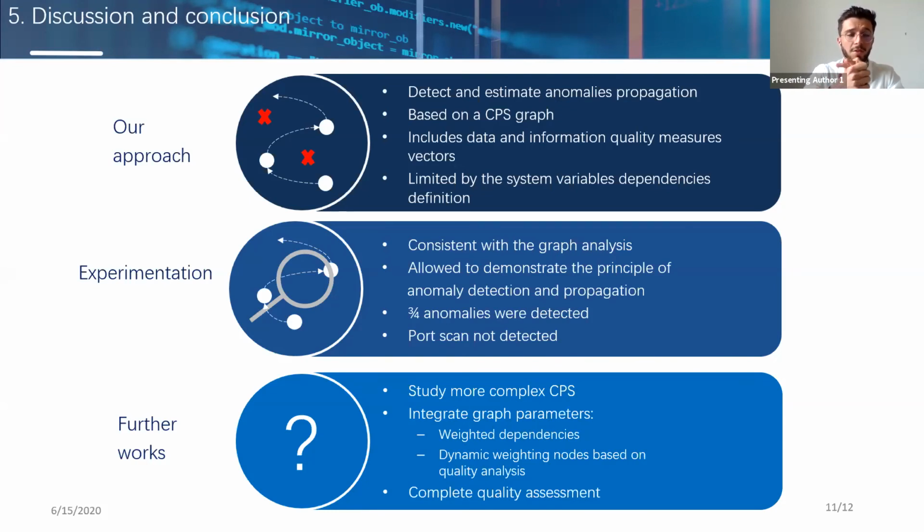For the experimentation, the obtained results are consistent with the preliminary graph analysis. The critical nodes identified by the closeness centrality measures correspond to those that showed considerable effects of anomaly propagation. And despite its simplicity, this first experimentation allowed to demonstrate the principle of anomaly detection and propagation estimation. And 3 out of 4 anomalies were detected, and the propagation was determined according to variable dependencies.